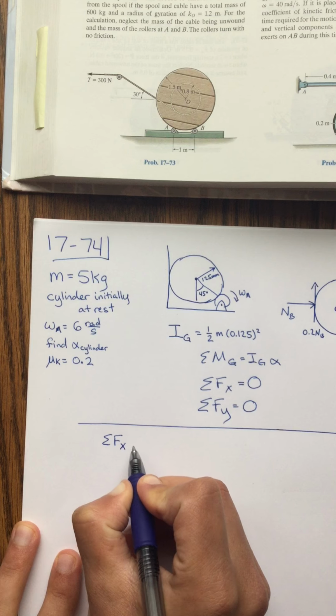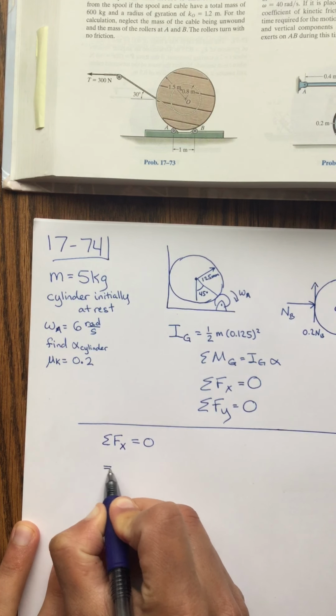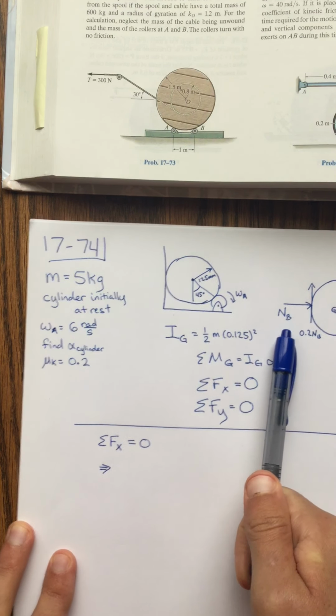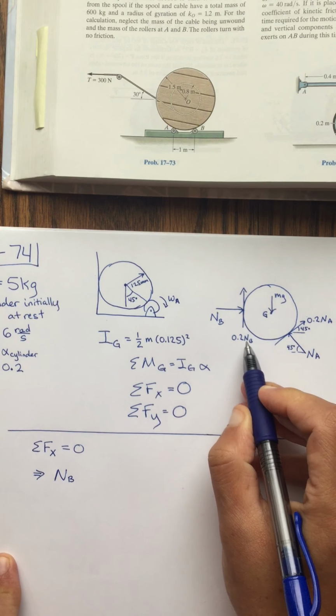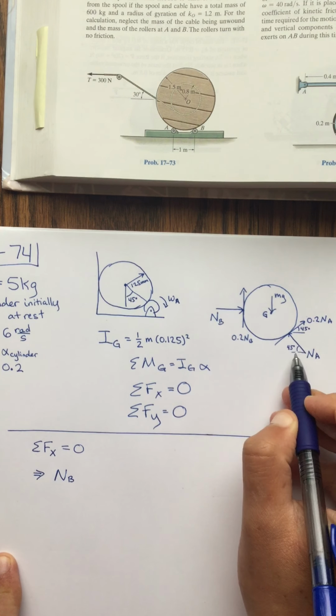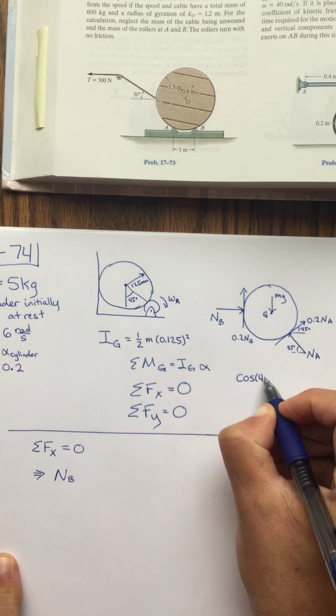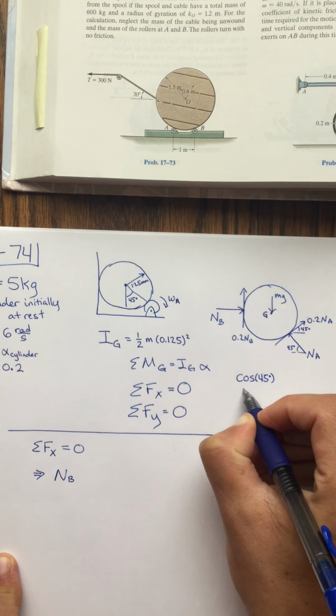The sum of the forces in the x direction is equal to 0. If we look at the forces acting in the x direction, I have the normal force from the wall, so that's normal force B, and the frictional force does not have an x component. Both of these forces have x components, and because the angle is 45 degrees for both of those forces, I'm just going to say this.